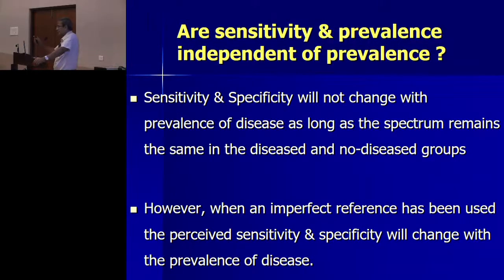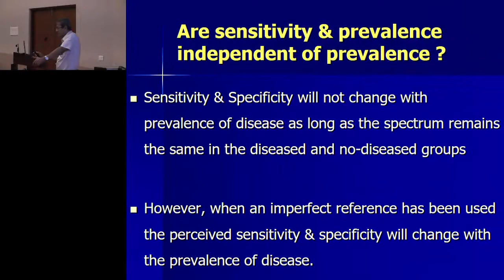And I said that usually we say it does not change, but only as long as the spectrum remains the same in the disease and non-disease groups. So sensitivity and specificity of a test will change if the spectrum is different. That is mild, moderate, severe, all that mix, and also the commonly confused disorders. These are the two terms that we talked about yesterday. If they are different, then sensitivity and specificity will change.